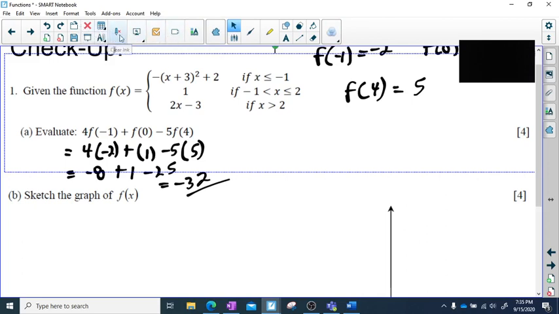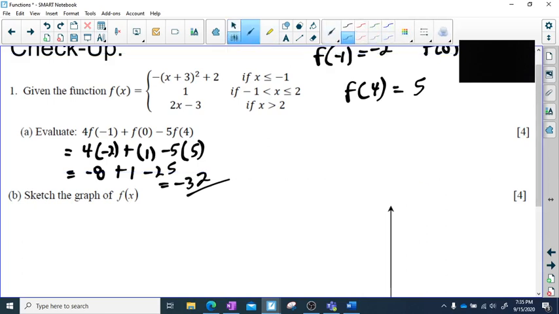Where's my screen capture? I don't think I have it on my toolbar. I don't. All right, so we'll have to go by memory here. I'll put that on later.